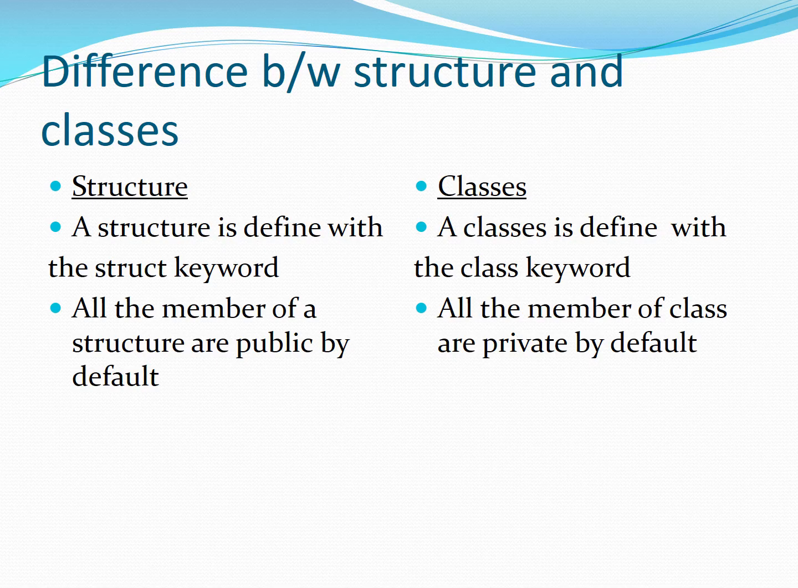Today we have seen three major topics: array of objects, object as function arguments with an example, and the difference between structures and classes. Here ends this chapter on classes and objects.